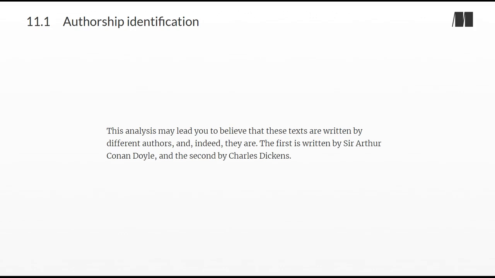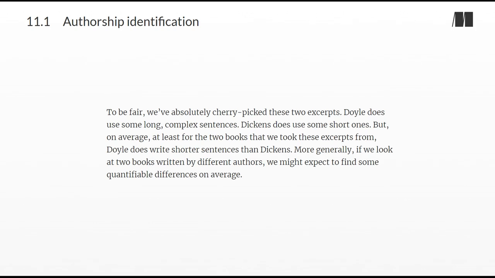This analysis may lead you to believe that these texts are written by different authors, and indeed they are. The first is written by Sir Arthur Conan Doyle, and the second by Charles Dickens. To be fair, we've absolutely cherry-picked these two excerpts. Doyle does use some long, complex sentences. Dickens does use some short ones. But on average, at least for the two books that we took these excerpts from, Doyle does write shorter sentences than Dickens.